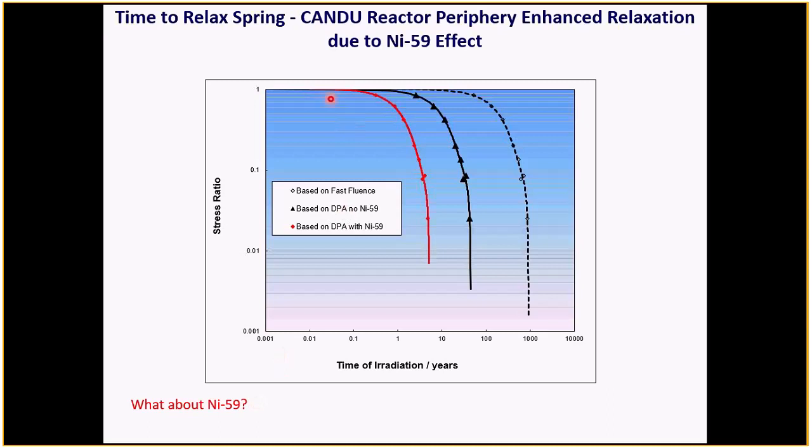What about nickel 59? And there's the relaxation. When you include nickel 59 in terms of relaxation, it drops from 30 years, even taking into account some aspect of the thermal neutrons, but with the naturally occurring nickel 58 isotope. Now we add nickel 59 in the mix. It's relaxed after 3 years. Done. Anyway, very interesting. And it was a prime example.